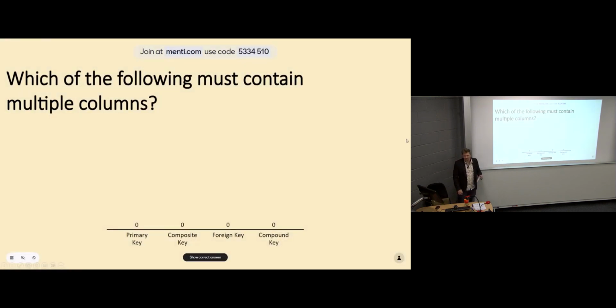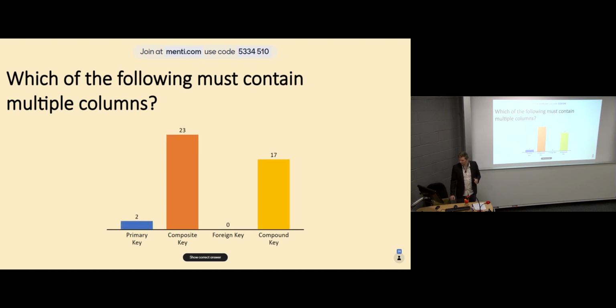Okay, next then. Which of the following must contain multiple columns? So focus on the word must here. There are 2 correct answers. Give it 10 more seconds. Okay, Andy got it right this time. Composite key and compound keys, yeah? So compound key is a special type of composite.